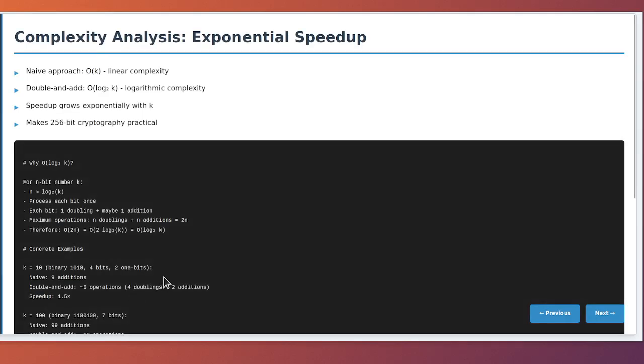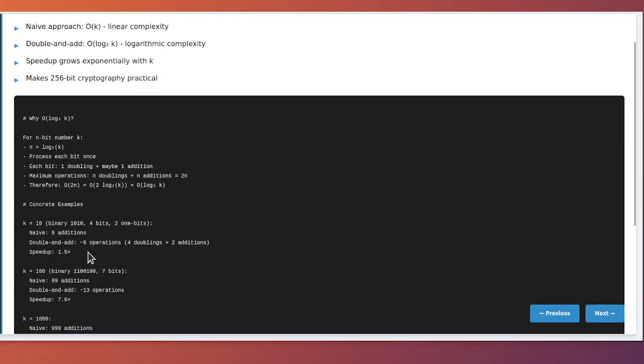Complexity analysis. Why double and add works. Let's analyze why the double and add algorithm is so much faster than the naive approach. The naive method of adding p to itself k times requires exactly k-1 addition operations. For small k, this is fine, but for cryptographic keys, it becomes completely impractical. The complexity is big O of k, linear in the size of the scalar.